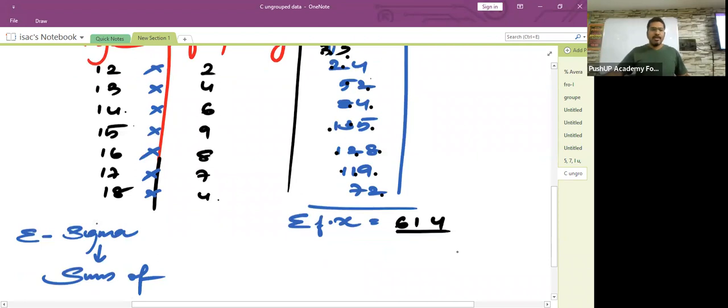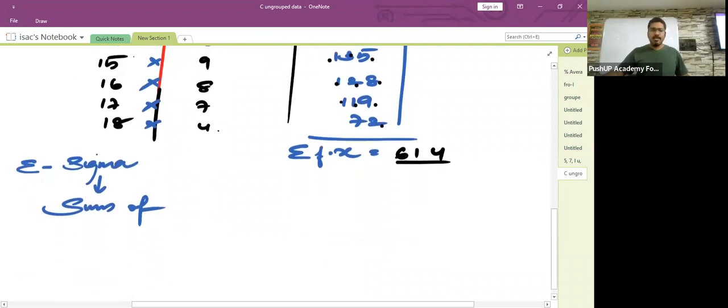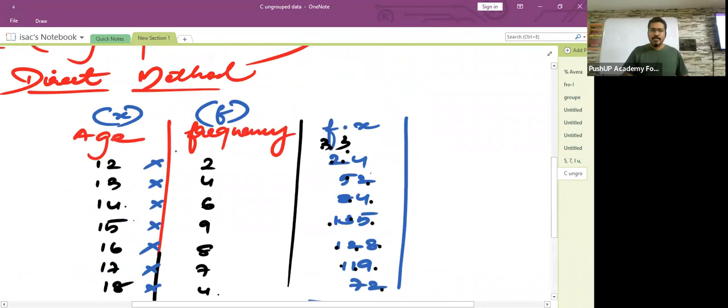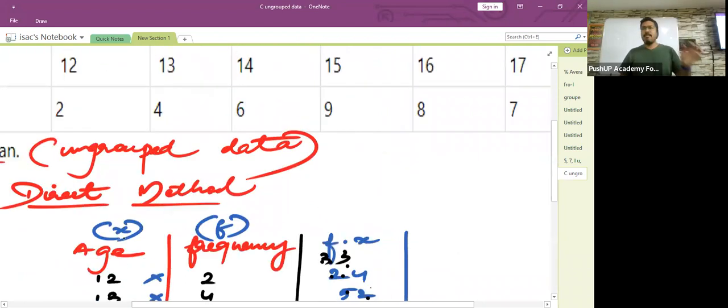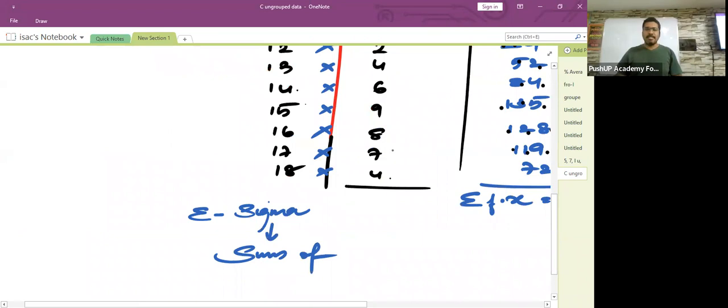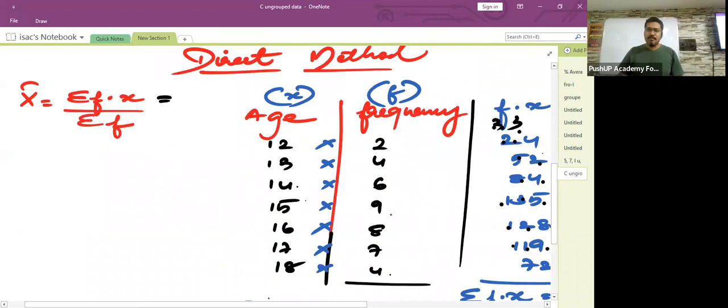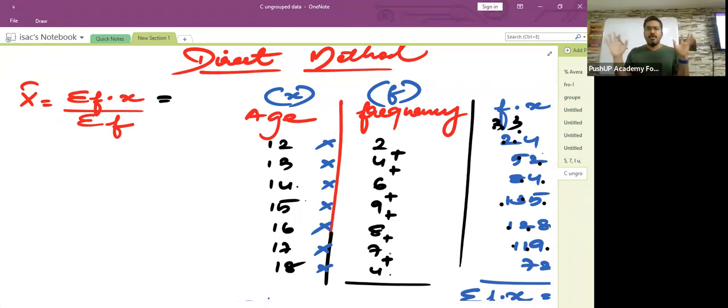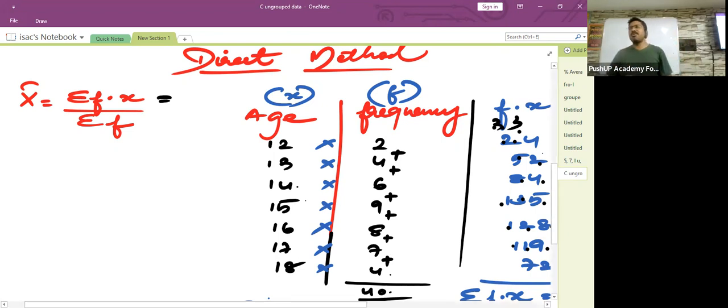Now, children, according to the formula, the arithmetic mean should be what? Sigma fx upon sigma f. Sigma fx is done. What is the meaning of sigma f, children? So this is the column of f. Exactly. Sigma f means the sum of all the frequencies. And let me tell you something. Even if you don't add all these frequencies, you know what sigma f is. What was the total number of observations, or the number of people involved in the calculation? 40. So children, even if you don't do that, you know the value.